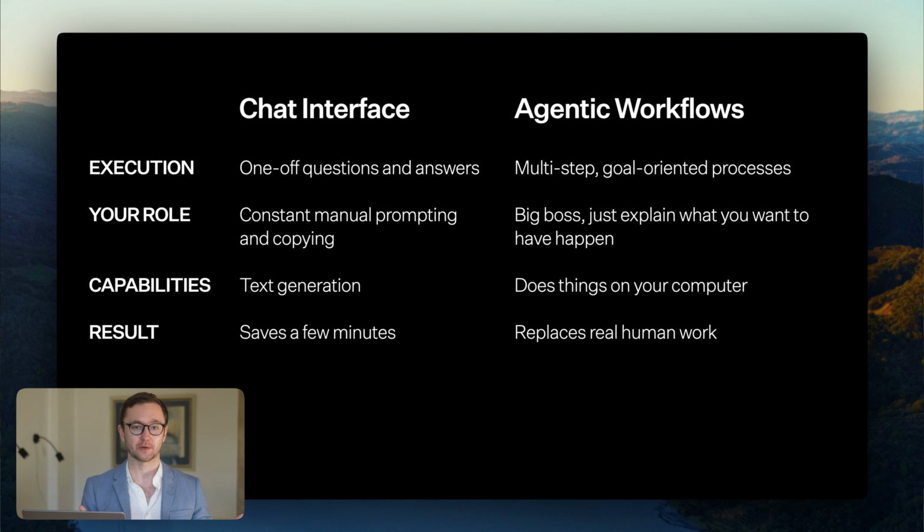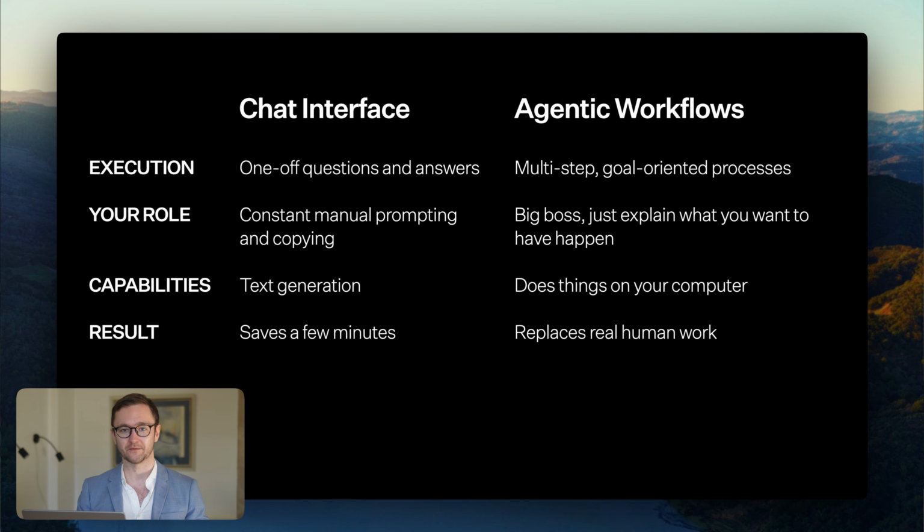With a chat interface, you can basically just generate some text. Whereas with agentic workflows, you can do things on your computer, creating real things happening in the real world. So the result here is with a chat interface, maybe you can get some tips, maybe some insights. Oftentimes those insights are kind of generic. They're not really that useful. Maybe it saves you a few minutes. Whereas with agentic workflows, that basically replaces real human work. You can have virtually an employee work for you for free, and you can have dozens and dozens of those employees. So obviously the difference here is like night and day.